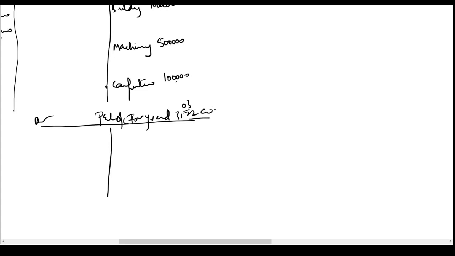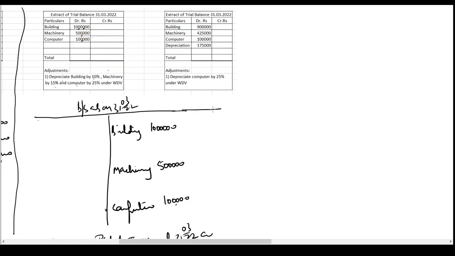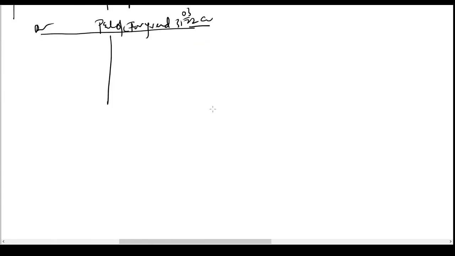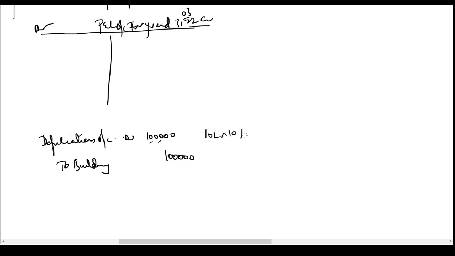Debit, credit. Now I know that I am now required to depreciate these assets. I am required to adjust the values given in the trial balance. So I have forgotten to record depreciation entries. Now I have to record. So I am going to pass the entries like this. Depreciation account debit to building account, 1 lakh rupees, that is 10 lakh into 10%.